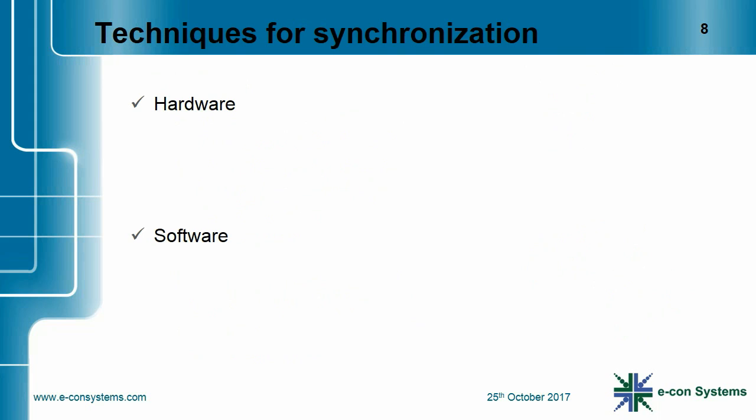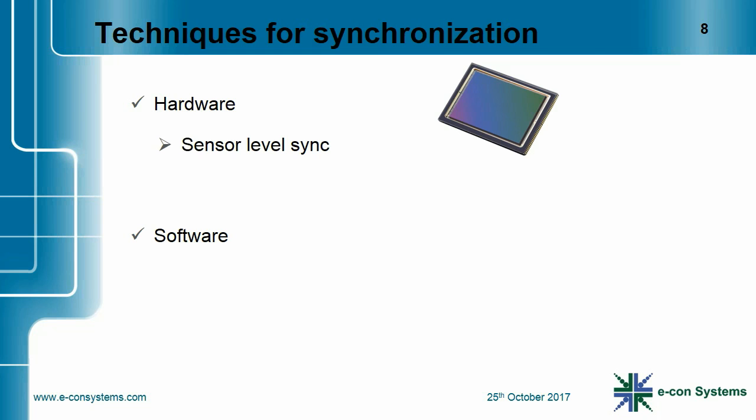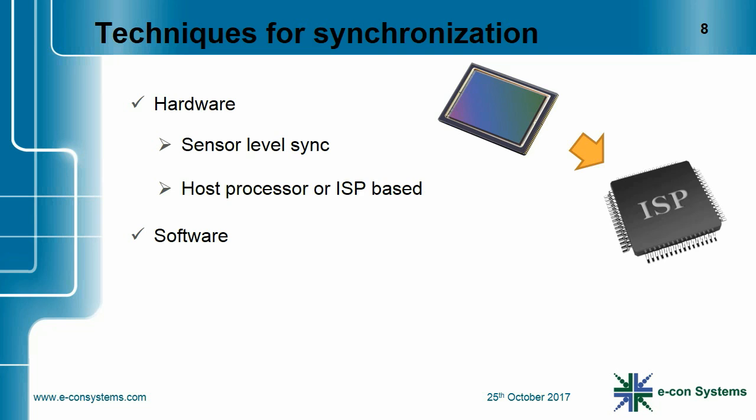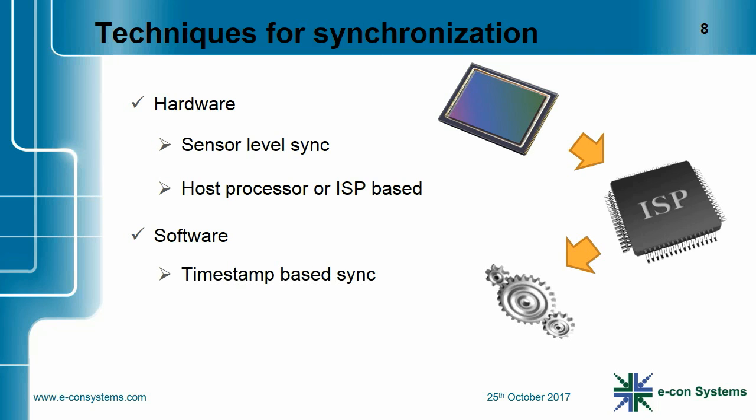So some of the techniques that are used for synchronization are hardware level synchronization and software level synchronization. In the case of hardware level synchronization, the actual image output is from the sensor. So the best way of achieving synchronization is directly at the sensor itself. And the other type is the ISP based synchronization. These two are part of the hardware level synchronization because these involve triggering either the sensor or the ISP for image capture. The other method, software synchronization, is based on timestamps, where the images as well as timestamps from the different cameras are used for processing and acquiring synchronization between them.